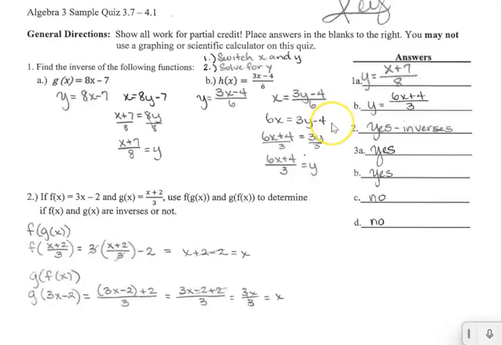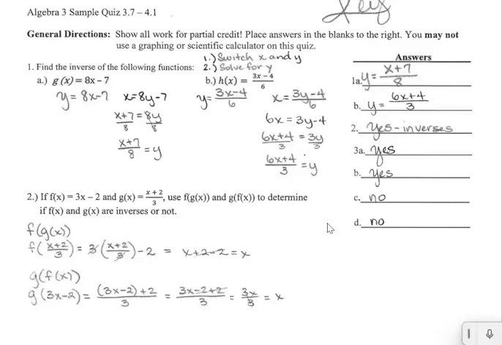All right, and then I want to get y by itself. So let's multiply both sides by 6. That gives me 6x on the left, and then the 6 cancels out on the right-hand side. Now to get y by itself, add 4 to both sides, and then divide by 3, and that would be my inverse function.